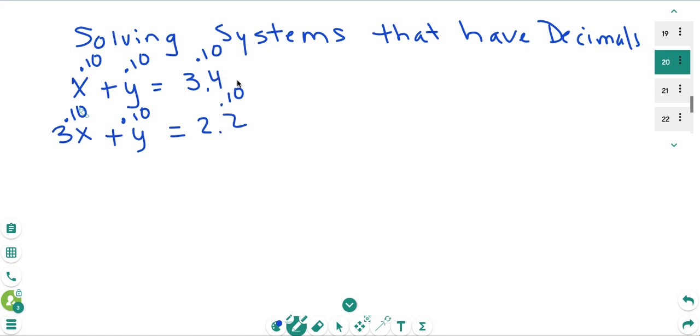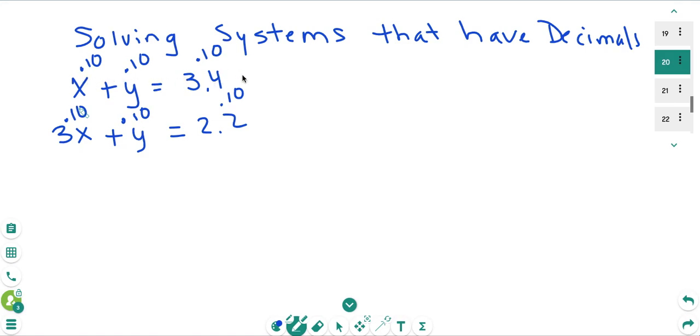Now, if I had two numbers behind this decimal and I needed to move that decimal two places, then I would multiply by 100. And if this one also had another digit, for example, 2.25, and I wanted to move that decimal two places, then I would multiply by 100. Remember that when I'm multiplying the system, everything in the system gets multiplied.